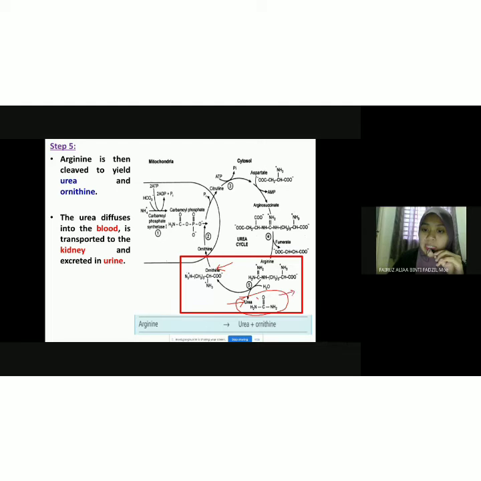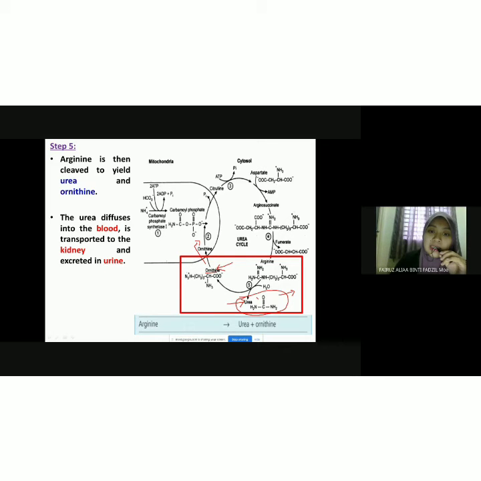Then the urea will be released from the liver cell into the blood. Blood will transport the urea to the kidney. The kidney will filter the blood and then produce the urine. And then the urine containing the urea will be excreted out from our body through urination. And then what happened to the ornithine here? The ornithine can be reused for another round of the urea cycle.